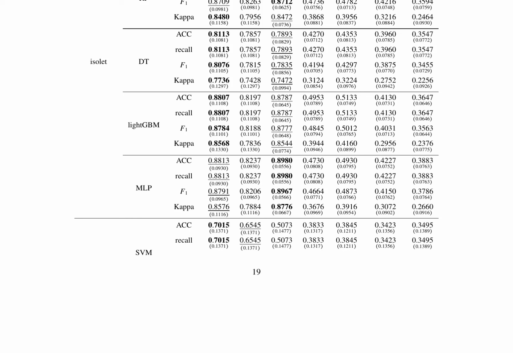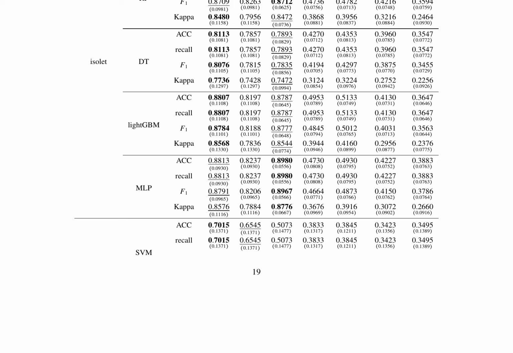The kappa value for MLP is 0.8576, indicating substantial agreement. SVM displays a lower accuracy of 0.7015, along with a recall of 0.7015 and an F1 score of 0.8076. Its kappa value is 0.7736, reflecting fair agreement. Random forest, RF, shows a balanced performance across all metrics, with an accuracy of 0.8807, recall of 0.8807, F1 score of 0.8791, and a kappa value of 0.8576, demonstrating strong agreement.